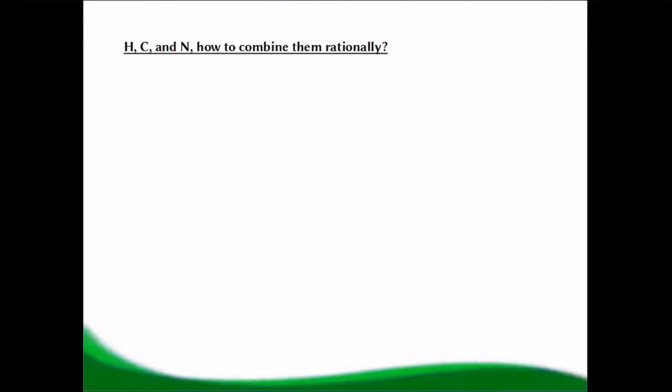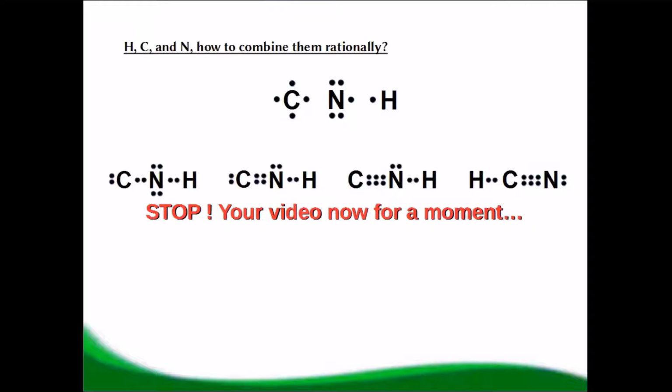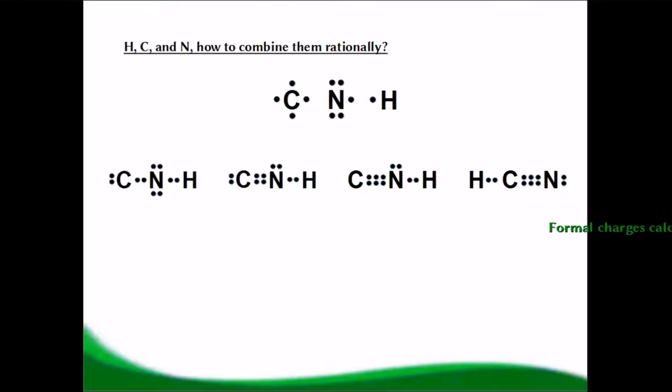In this slide, I want you to play around with the 3 elements carbon, nitrogen, and hydrogen, how to combine them to a meaningful structure. Let's put our knowledge about how to draw Lewis structures apart for the moment and consider these structures. They all contain 10 valence electrons. For your own sake, stop the video and try to calculate formal charges for the structures. Then we will check it together.